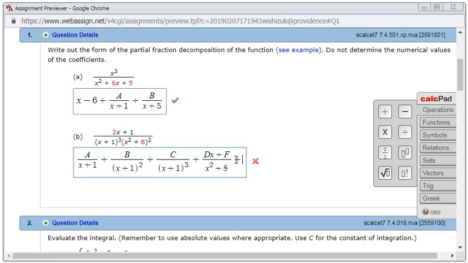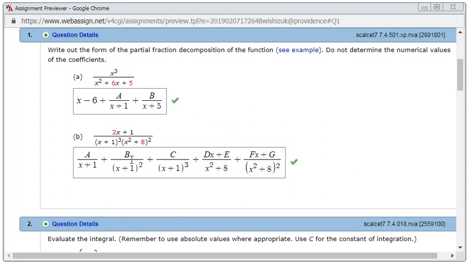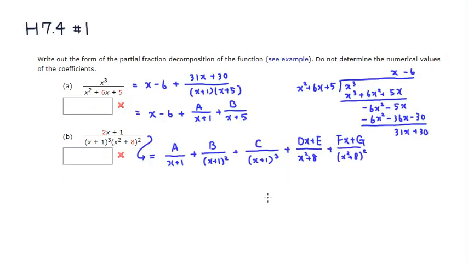And the next term, let's see, I messed that up: A, B, C, D, E. Okay, so this is E. The next one is Fx plus G over x squared plus 8, squared. So that's the form. Let's check the answer. I came back and it looks like we got this one correctly. That's it. I hope this was clear.